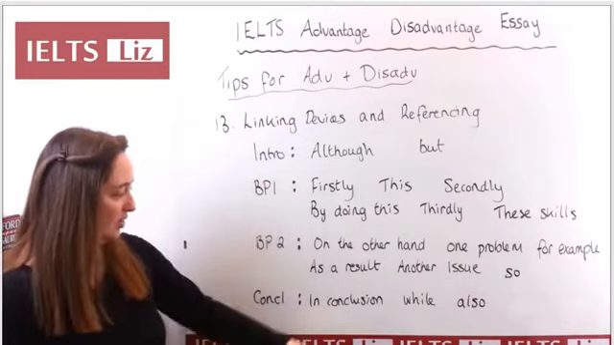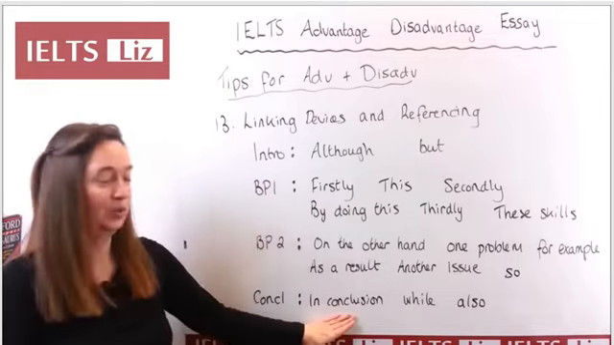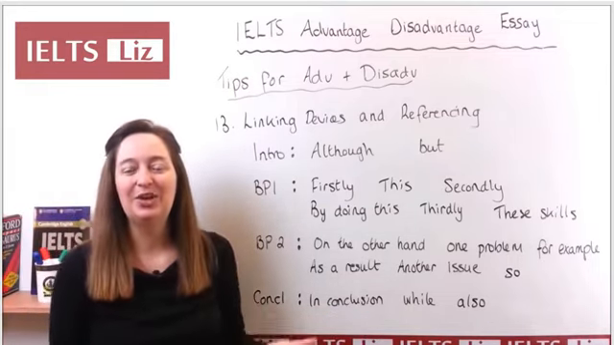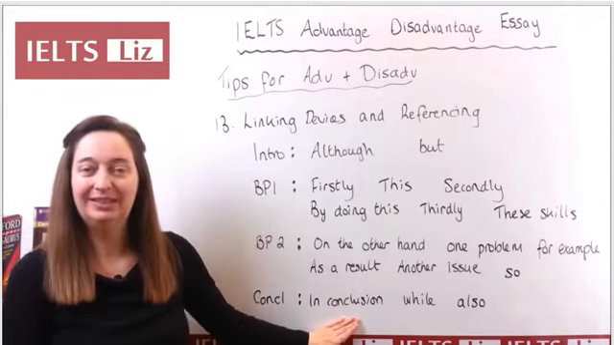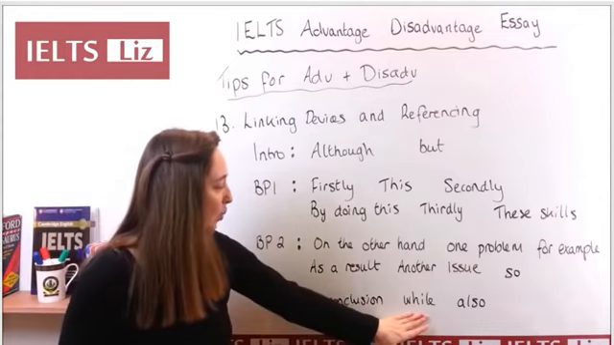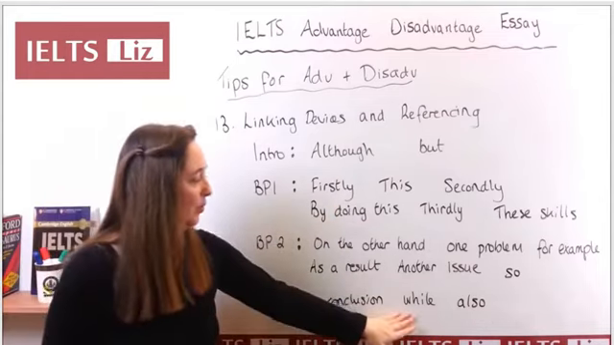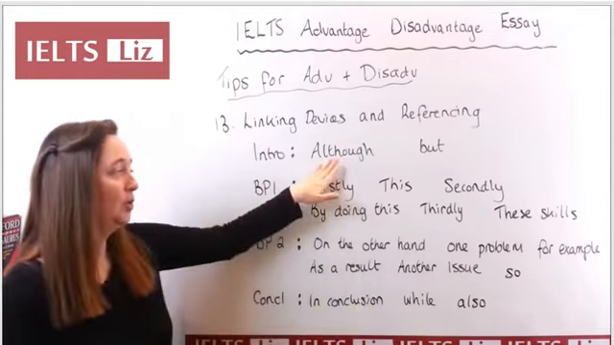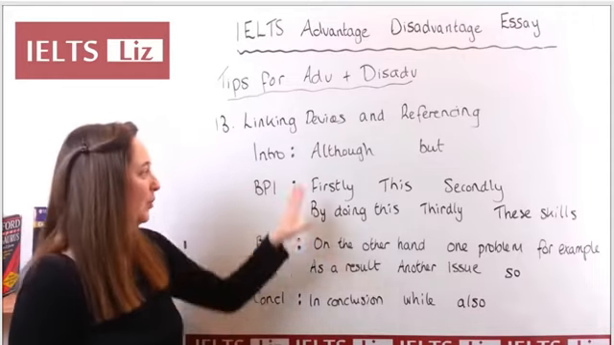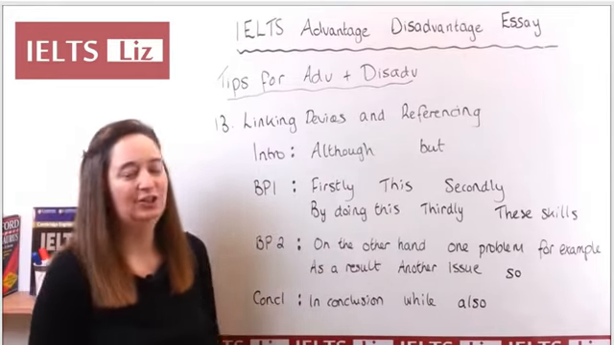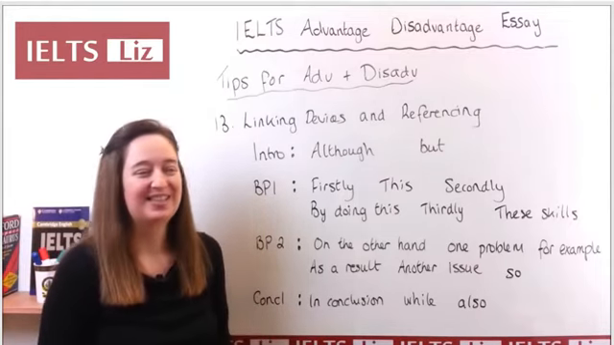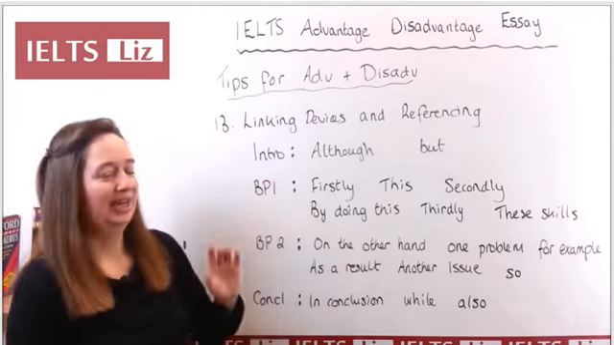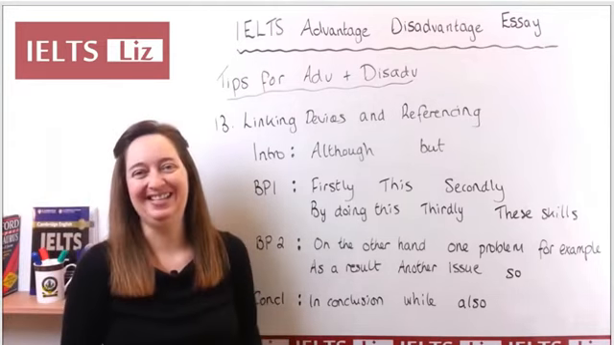For the conclusion, we started with "in conclusion." You could use "to conclude" or "to sum up." Please don't try to use anything else. You don't need it. If this can get you a band score 9, use it. We also had "while," which has the same meaning as "although." So if you use "although" in the introduction, use "while" in the conclusion. And we also had "also." So we've got quite a nice range of linking devices. They are used flexibly and they're not repeated. So that's nice. Now it's time to look at the tips for the outweigh essay.